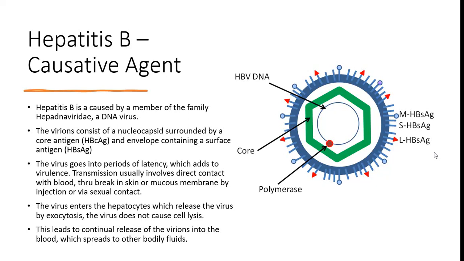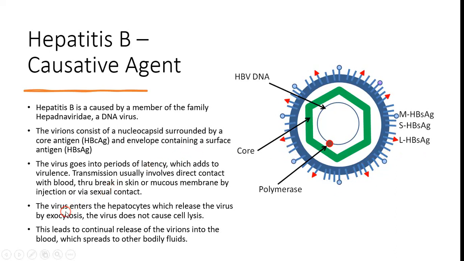But once the virus enters the body, it's going to go to the liver and get into the hepatocytes. And then once it gets into the hepatocytes, it will start its process of taking over the host cells, replicating, and then in order to be transmitted, it's got to be released from those host cells.